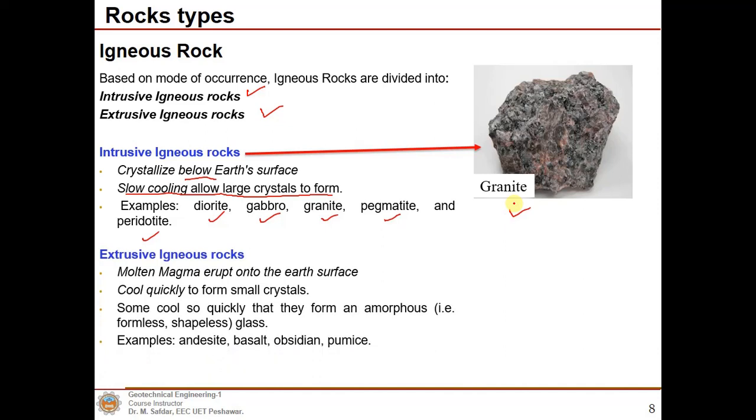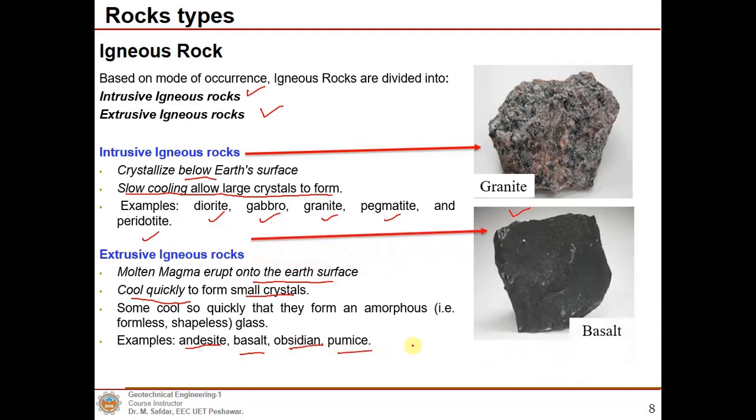Extrusive igneous rocks: molten magma erupts onto the earth's surface and cools quickly to form small crystals. Some cool so quickly that they form an amorphous, formless, shapeless glass. Andesite, basalt, obsidian, and pumice are examples of extrusive igneous rocks. And if you're talking about the general appearance of basalt, you can see that these are the intrusive and extrusive igneous rocks.